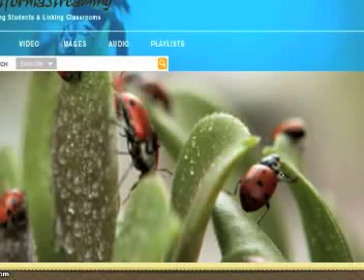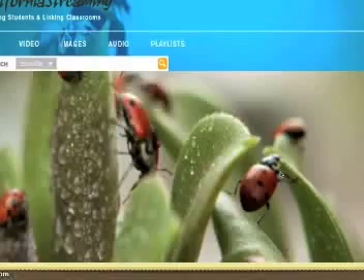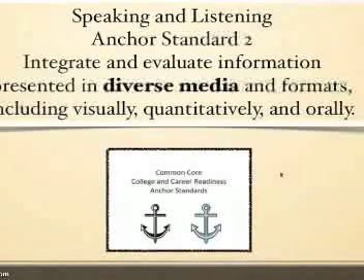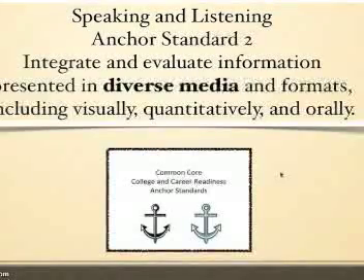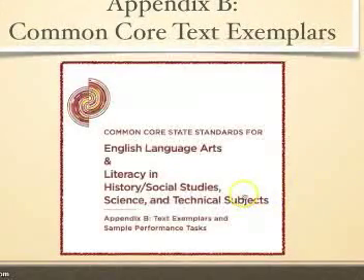It's called California Streaming, and we're going to talk about how this particular resource can be used to meet some of those standards. I'm going to focus on anchor standard number 2, and to remind everybody, this is looking at integrating and evaluating information in diverse media. These are text exemplars and sample performance tasks. So let's take a look at that.